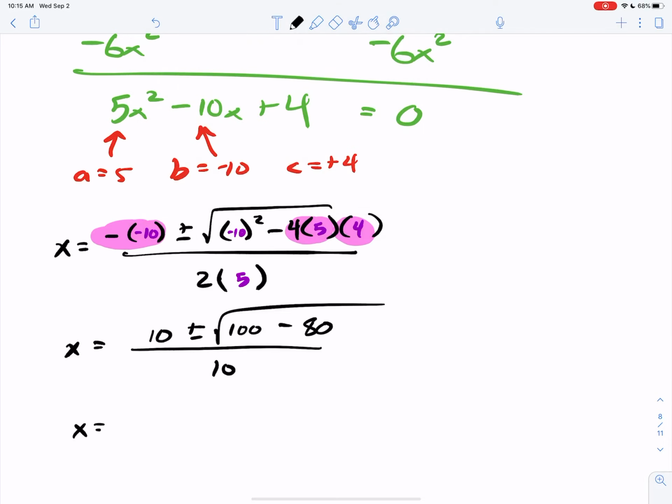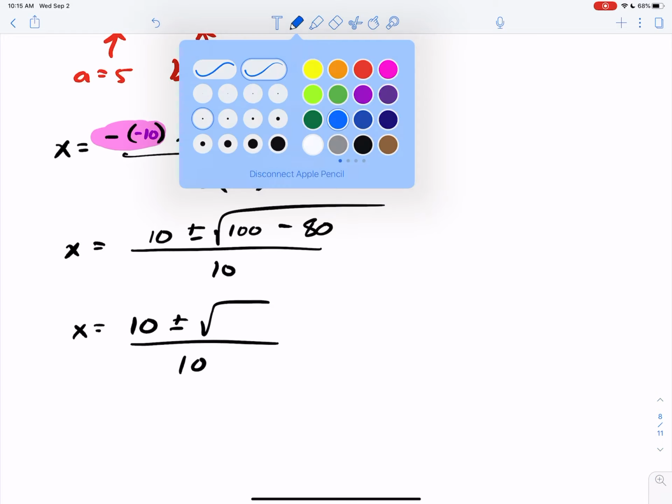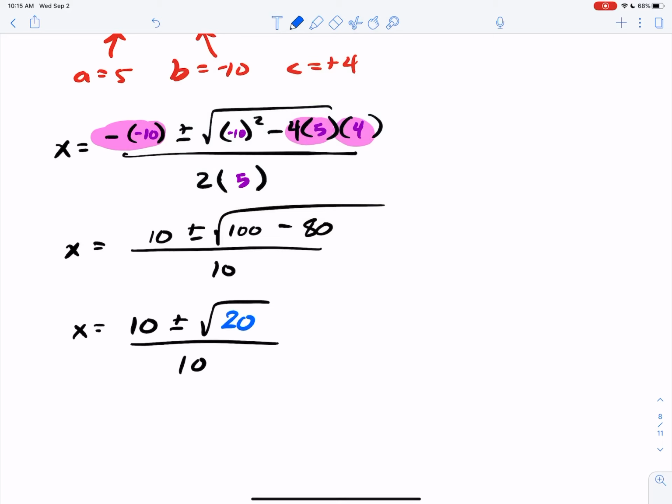All right, here we go. X equals 10 plus or minus the square root of something all over 10. 100 minus 80, very easy, that's just 20. Now, is the square root of 20 a perfect square? Absolutely not, right? There's no number times itself that'll give me 20. So the last thing I check for is, can I simplify this? So sidebar, here we go.